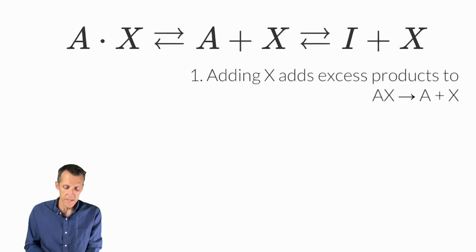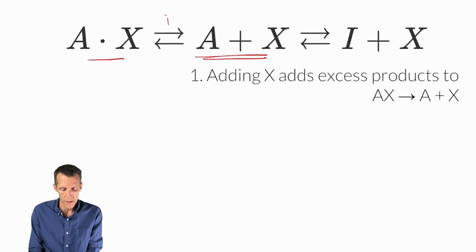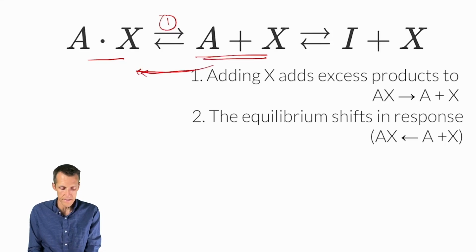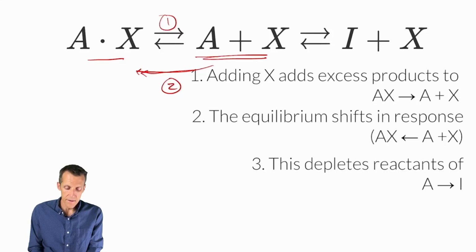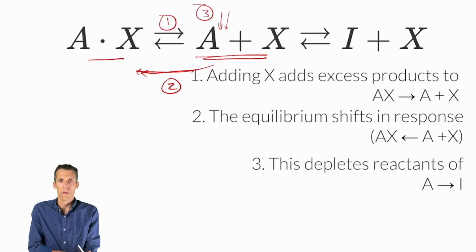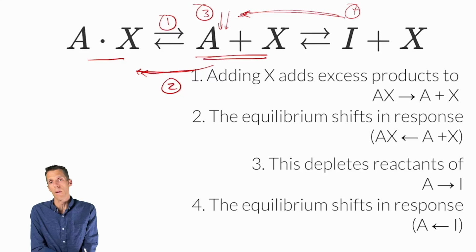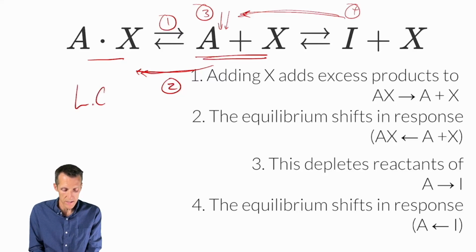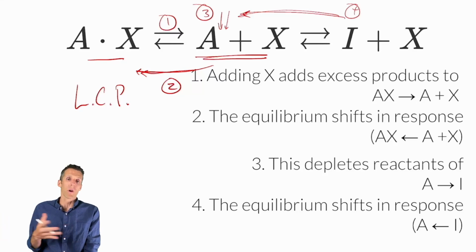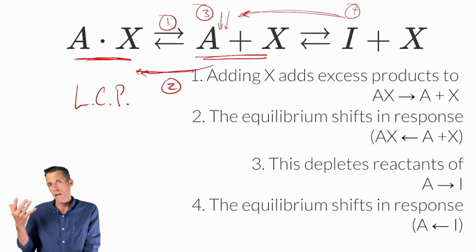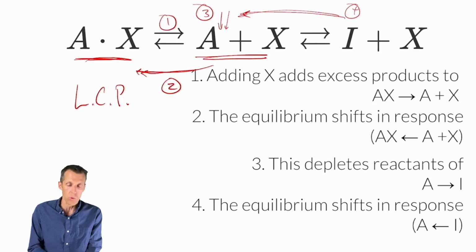We can write that out as a set of steps. First, adding X adds excess products to this reaction. So we've got more products to this reaction here. That's 1. The equilibrium shifts in response, so we start seeing the formation of more complex. That's 2. That has the effect of depleting A, so the A concentration starts to go down. That's 3. And to compensate for that, we start seeing I shift to fill in for A, basically. So we see the equilibrium shift in response. This is just Le Chatelier's principle. We link two equilibria, we make the products and reactants of these reactions the same, and that means that if we change one part of the reaction, in this case, we start binding an X to the active form, we shift the entire equilibrium towards that active form.